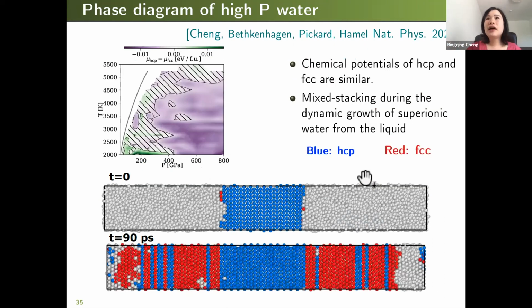Between FCC and HCP, we also computed the chemical potential difference between them. And the result is that the chemical potentials are extremely similar, and the difference is on the order of 10 milli-electron volts per formula unit. Indeed, because it's so similar, if we start a growth experiment with a slab in the liquid water and let the crystal grow, it will grow into a mixed packing sequence, because the chemical potentials are extremely similar.